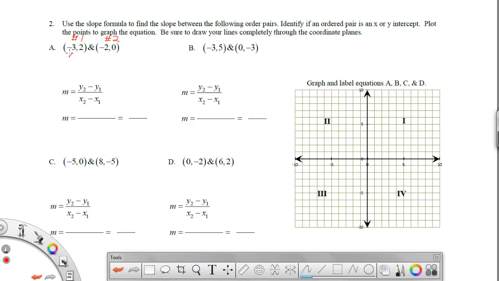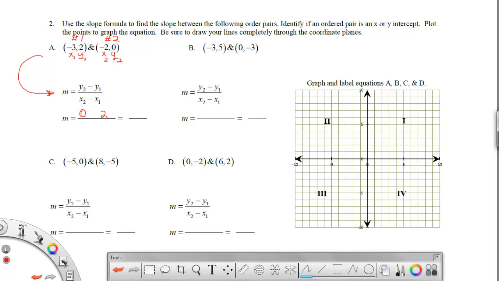So we know ordered pairs are x's and y's. Well, this is the x that belongs to the first ordered pair. This is the y that belongs with the first ordered pair. This is the x that belongs to the second ordered pair. This is the y that belongs to the second ordered pair. So with that in mind, that lets us understand how we need to use this equation. y2 corresponds to the number 0, so I'll write that first. y1 corresponds to 2. And that's why I just write my numbers that I have for y2 and y1.